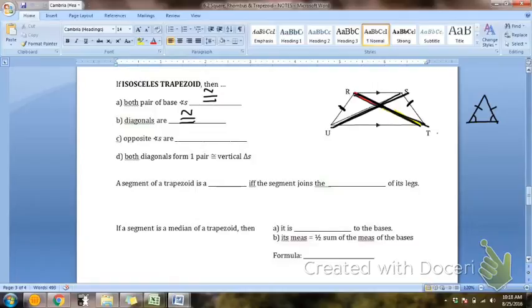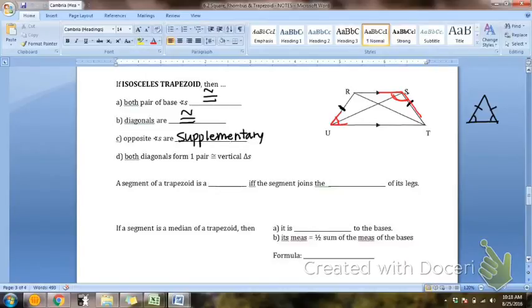Opposite angles are supplementary. Let's look at what that looks like. Would you agree that this angle right here is pretty small? And if I were to flip my paper upside down, I would see that this angle is pretty large. So they can't be congruent, they're not exactly the same. But they are supplementary.